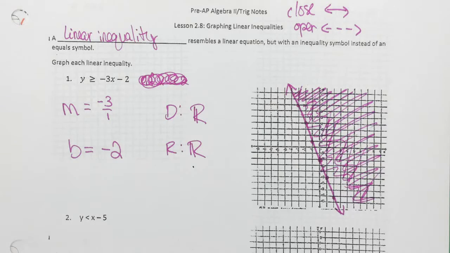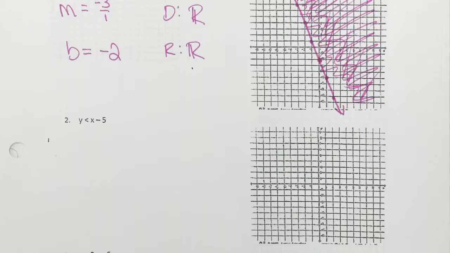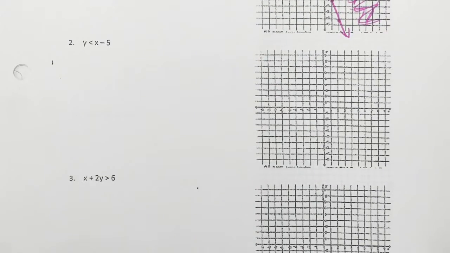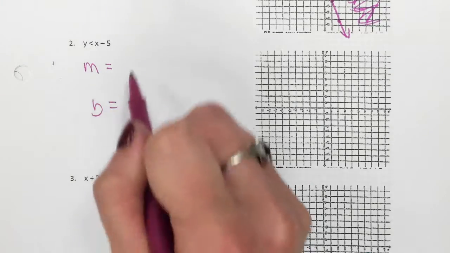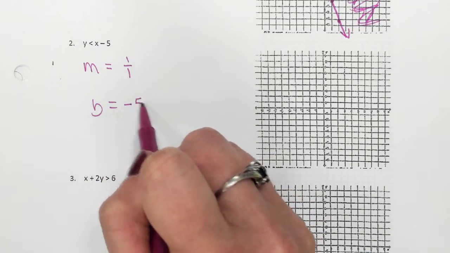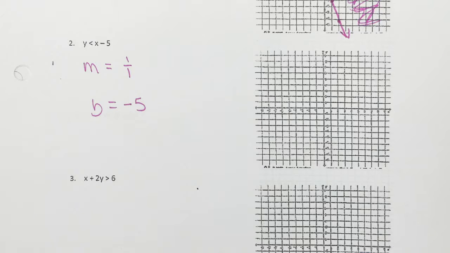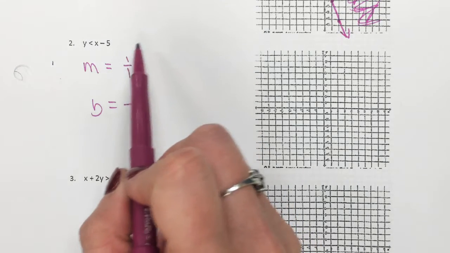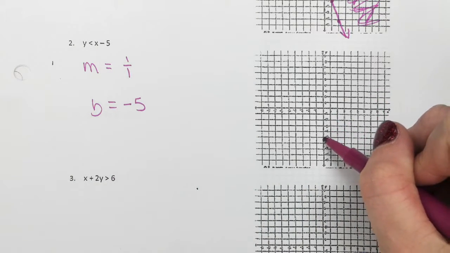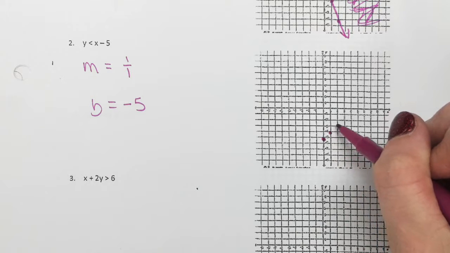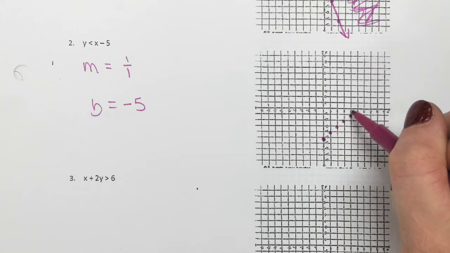Alright, let's go to number 2. We're almost done. Alright, what about this one? What's my slope? And what's my y-intercept? There you go. 1 over 1. My y-intercept? Negative 5. Okay. Does this have any kind of stipulations like x is less than or x is greater than something? No, it doesn't have anything like that, okay? So we're just going to do this like normal. Go down 5. And then my slope is 1 over 1. So I'm going to go up 1 and right 1.